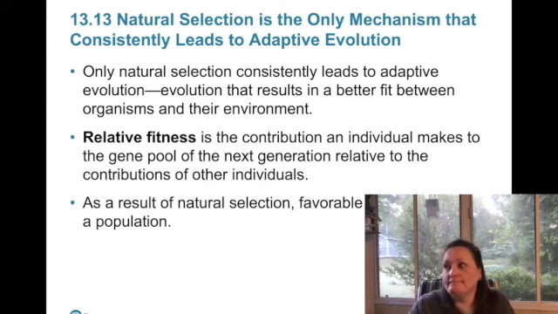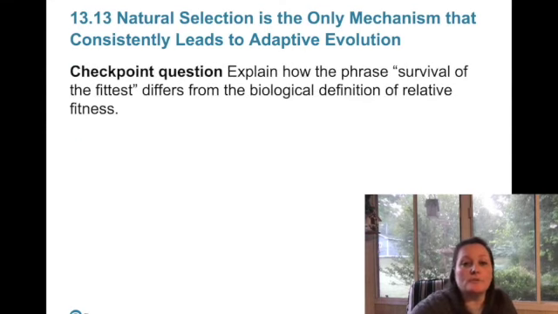I was about to say, I remember talking about somebody losing their hair constantly. That would be another one in a very hot area. The one who doesn't waste energy on creating hair that's not needed. That would be a relative fitness contribution. So, as a result of natural selection, favorable traits increase in a population because they're better suited, they live longer, they are able to reproduce.